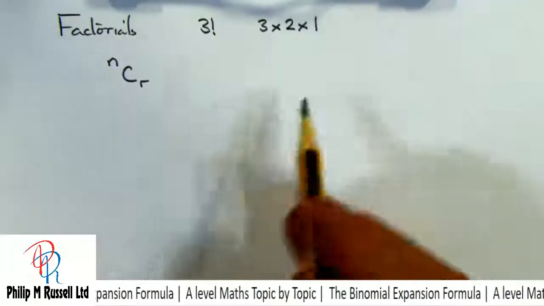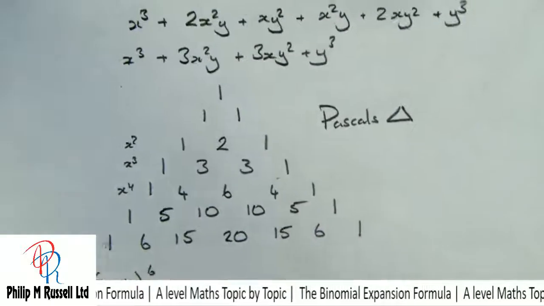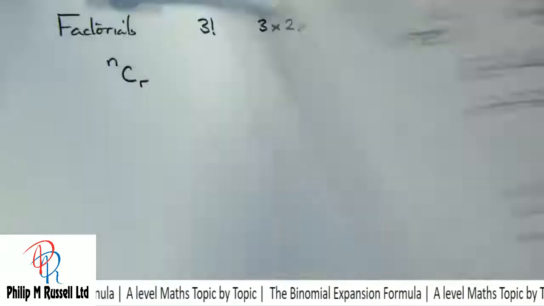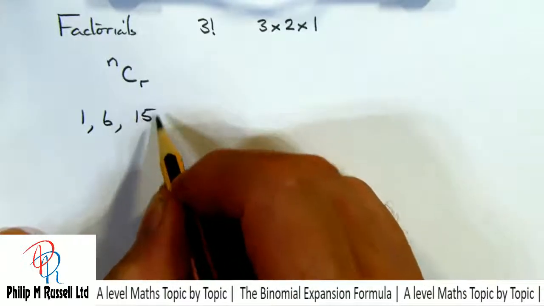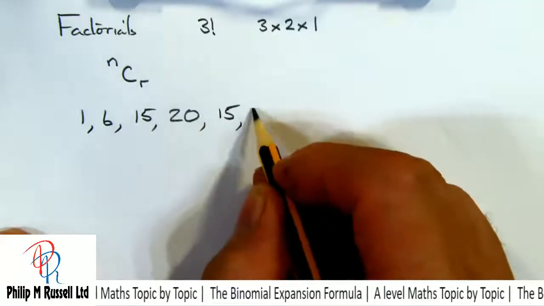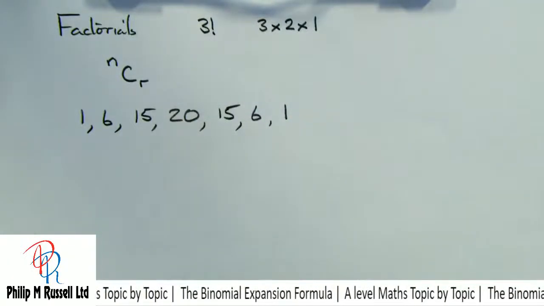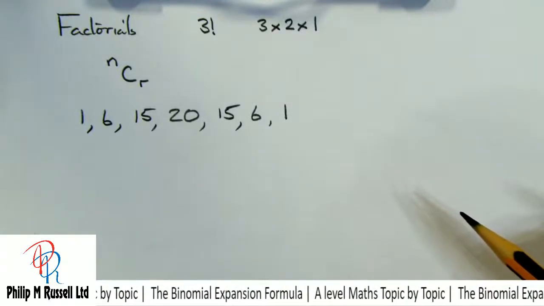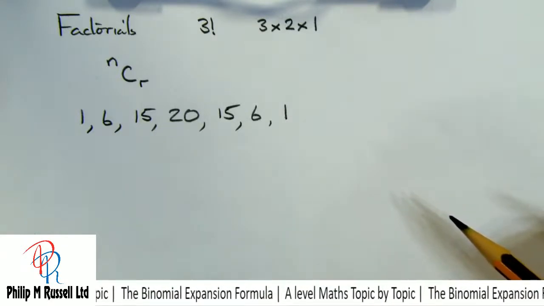So let's look at a little bit of our Pascal's triangle. Let's take the sixth row of Pascal's triangle. So this is 1, 6, 15, 20, 15, 6, 1. Now I've got that, and what I'm going to use now is my calculator in nCr mode to try and work out where we're going to do this.